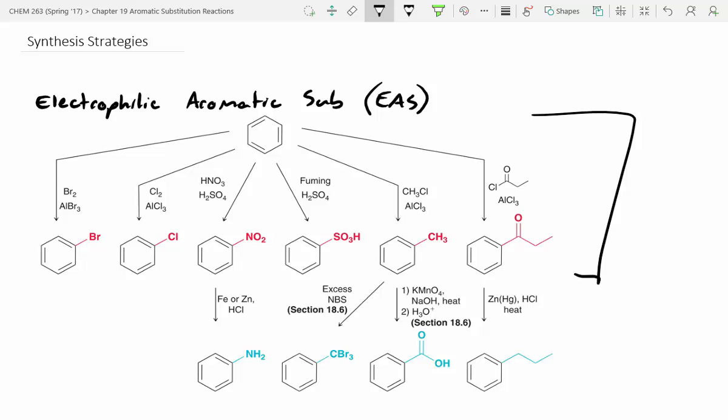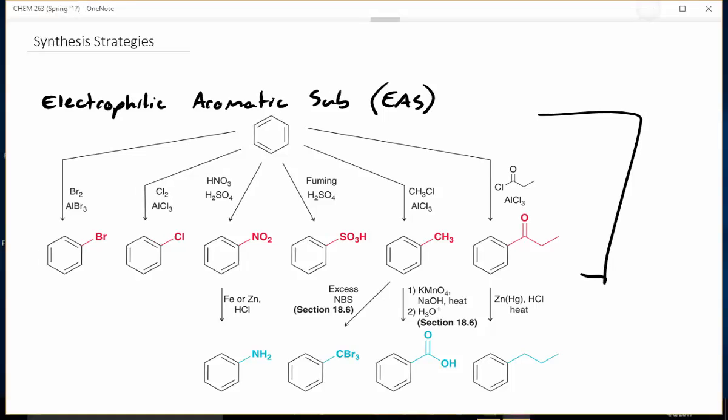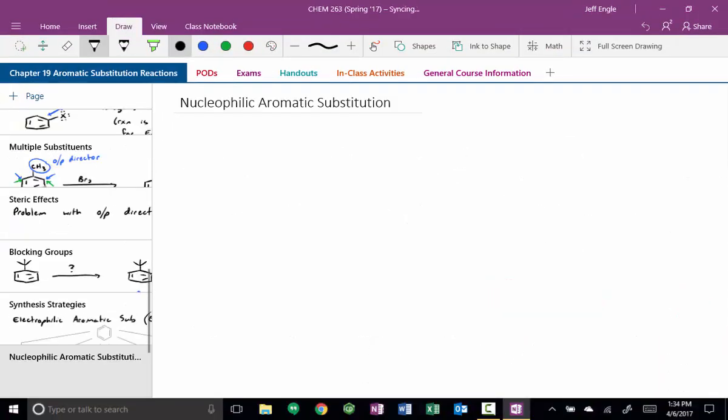If it's not nucleophilic, what do you think it is? Or if it's not electrophilic, what is it? Nucleophilic. There we go. I'm giving it away. So nucleophilic aromatic substitution is another class. Oftentimes people abbreviate this as NAS, right? Not like the server, but the reaction. So let's take a look at an example of nucleophilic aromatic substitution.